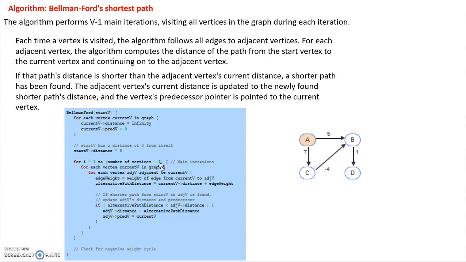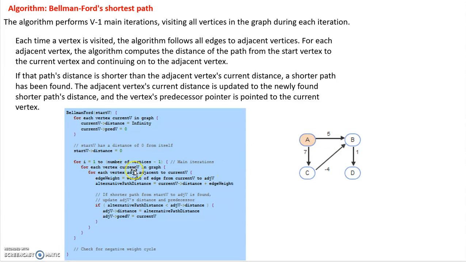Then the middle loop: for every vertex in the graph, you go to that particular vertex, and then for every node adjacent to that vertex, you update the distance of that vertex from the starting node, and also update the predecessor pointer. It's exactly like Dijkstra's algorithm.